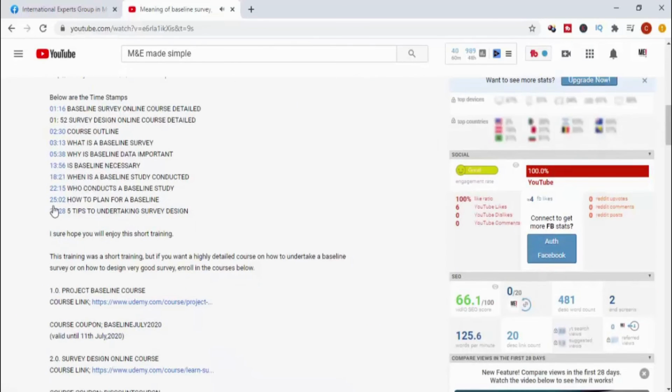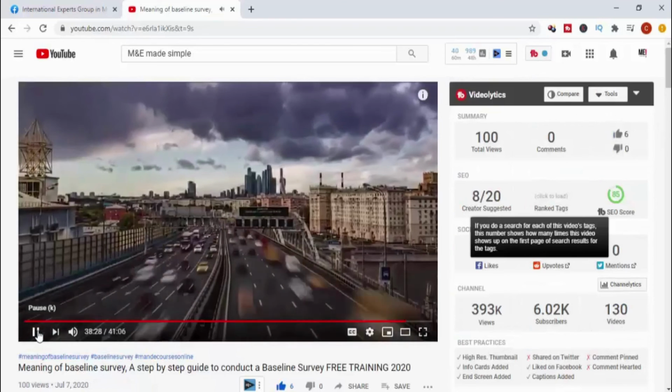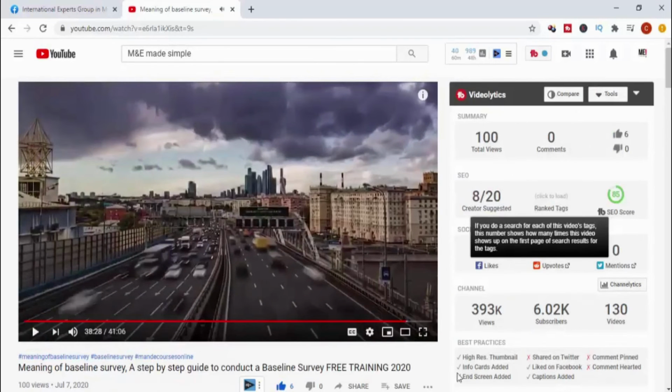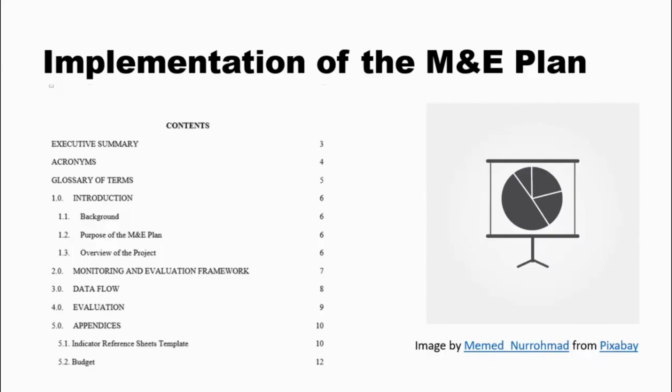Let's get started, shall we? Okay, so now the implementation of the M&E plan is where the real things happen, the activities happen. You've documented what you want to see in your M&E system, okay? Of course, it comes out in a plan, but the M&E system is also something slightly different.